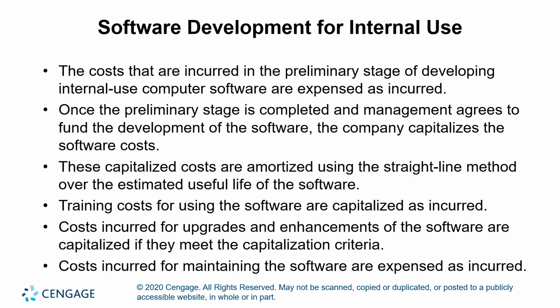The costs that are incurred in the preliminary stages of developing internally used software are expensed as incurred. Once the preliminary stage is completed and management agrees to fund the development of the software, the company capitalizes the software costs. These capitalized costs are amortized using the straight line method over the useful life. Training costs for the software are expensed as incurred. Costs incurred for upgrades are capitalized if they meet the capitalization criteria, and costs for maintaining are expensed as incurred.